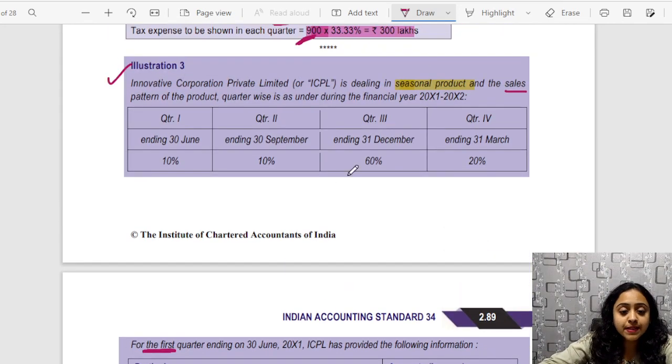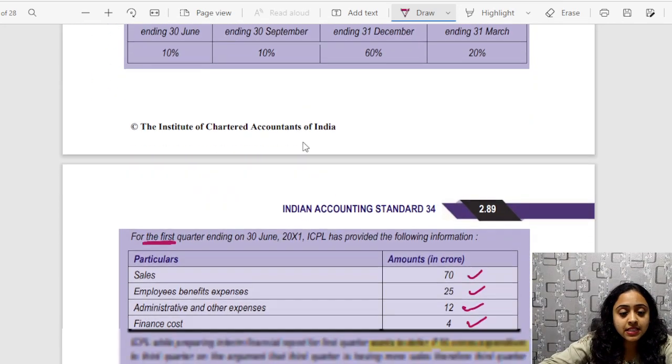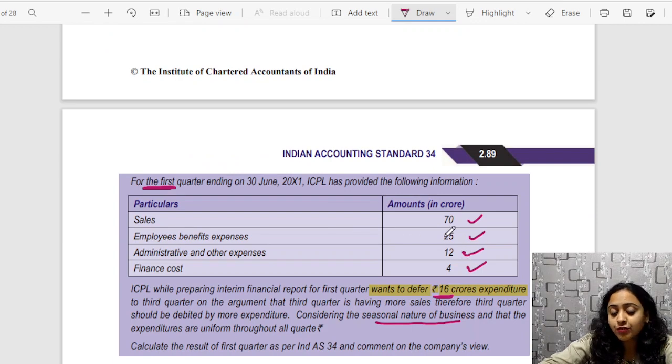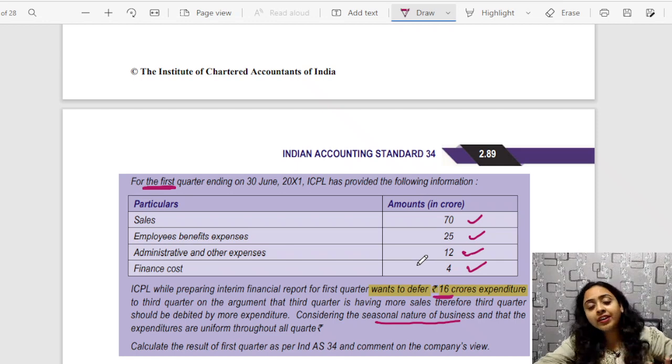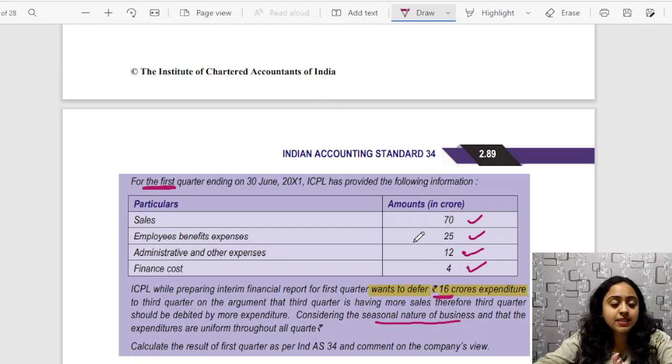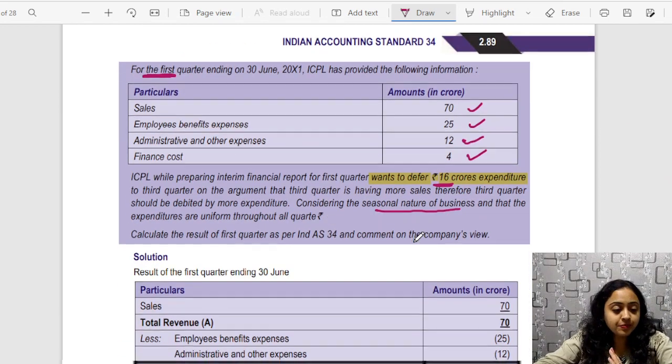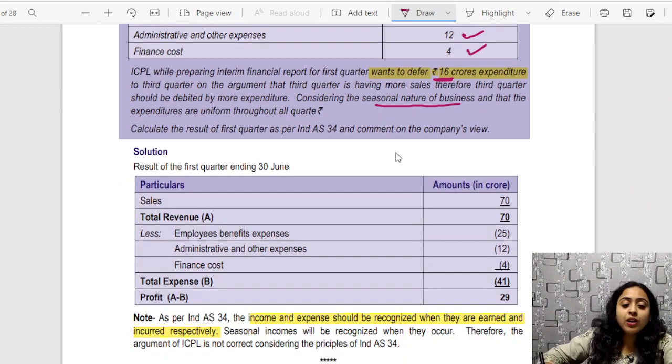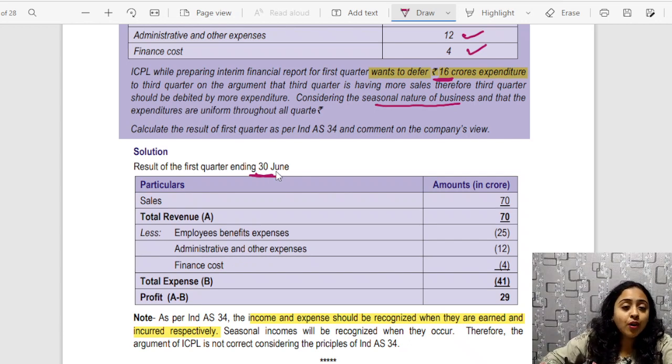Okay, so the expenses, that is 25, 12 and 4, are throughout the year similar on a regular, constant basis. There are no ups and downs in the expenses throughout the year. How will you make it? You have sales for the first quarter. You will not defer it, you will not anticipate it. You will record the whole 70 crore in quarter 1. No issues, this is quarter 1.